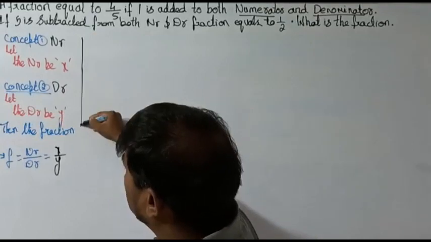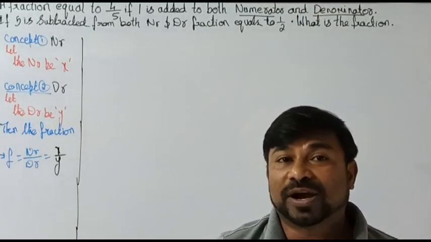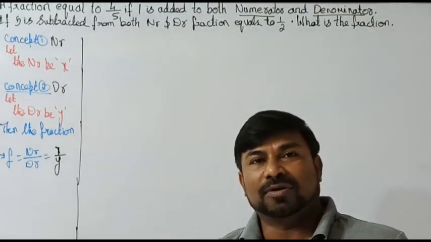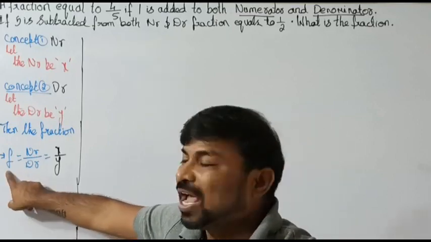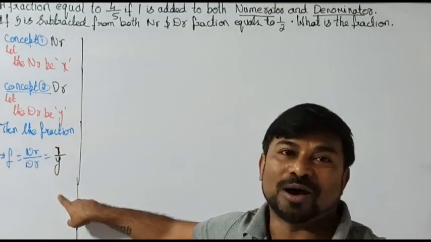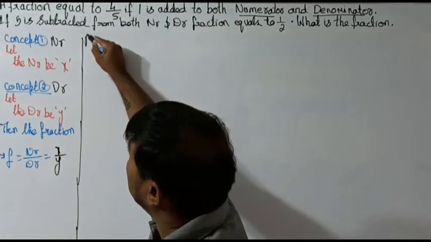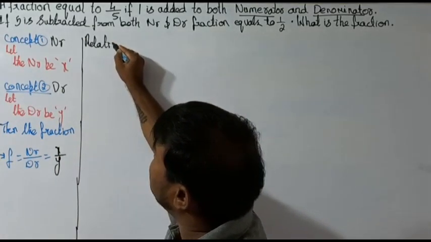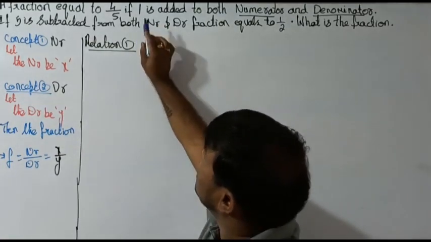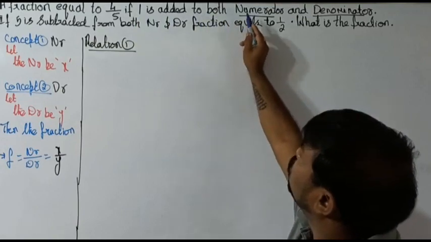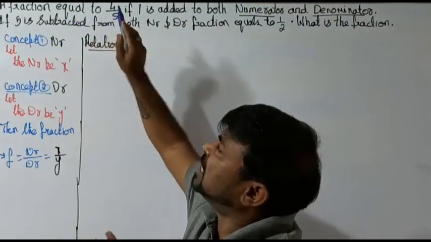Right. So now let's go back. What are the two relations he is talking about? Because we have to find the fraction, I have to find the numerator and denominator. So what is the relation he has given to us? Let's go for relation 1. Let's write the first relation. What he says, if 1 is added to both numerator and denominator, the fraction equals.